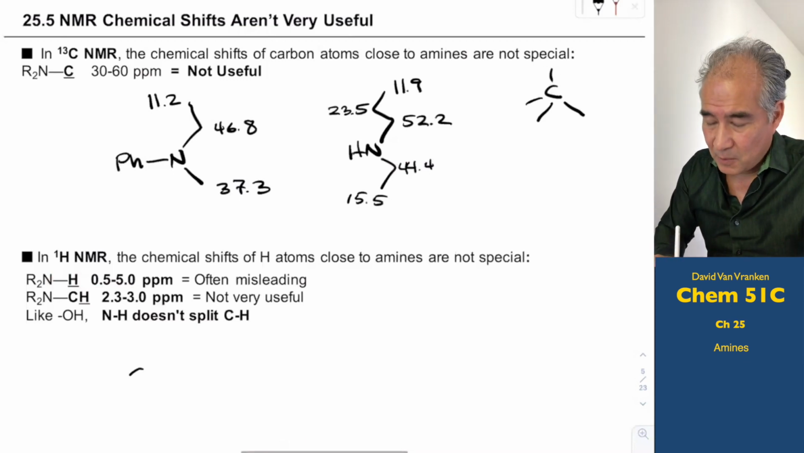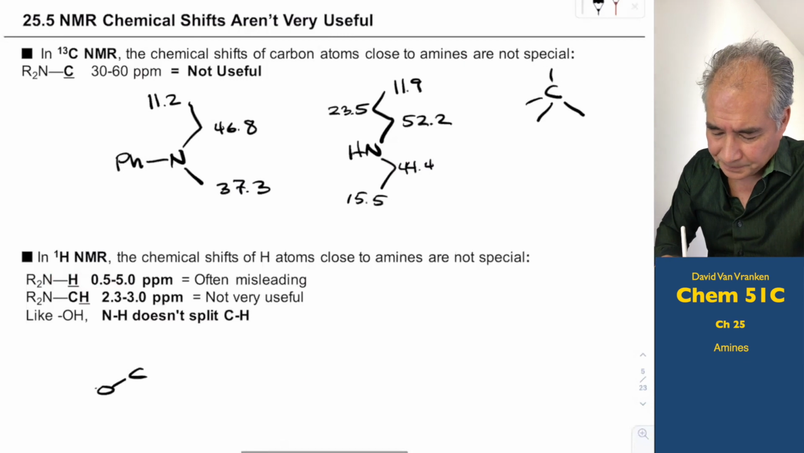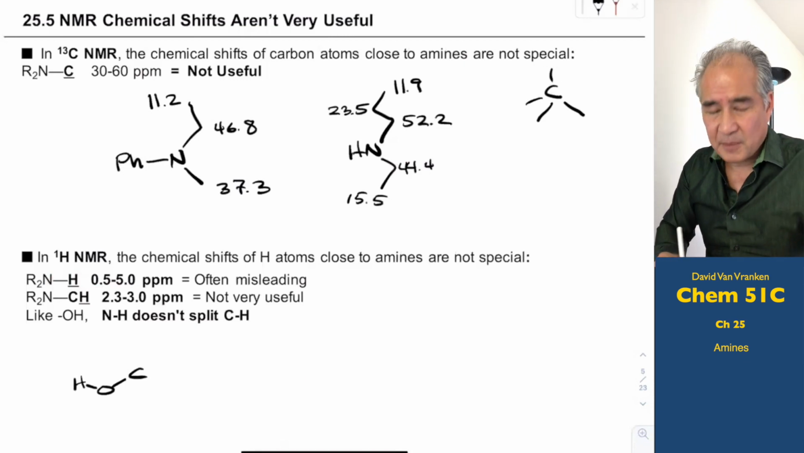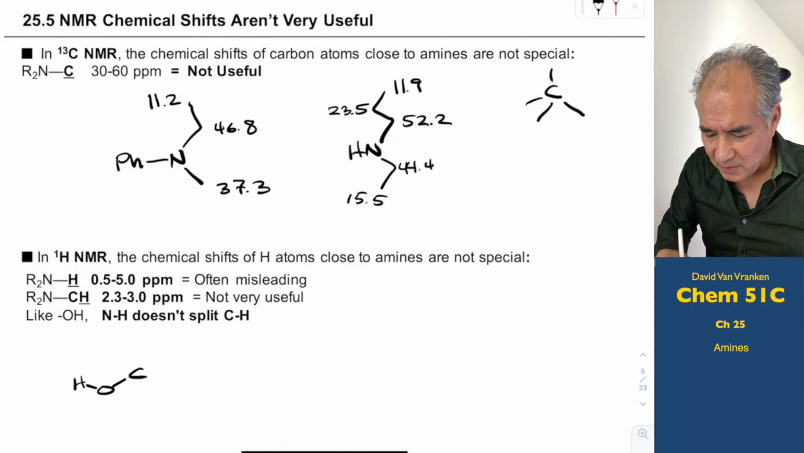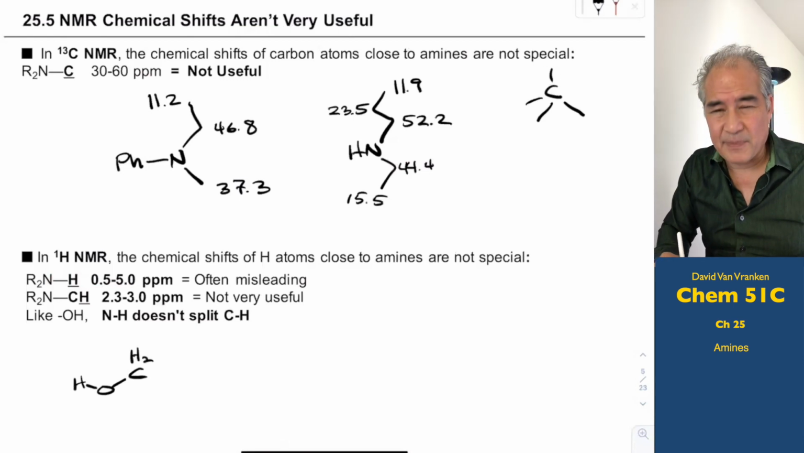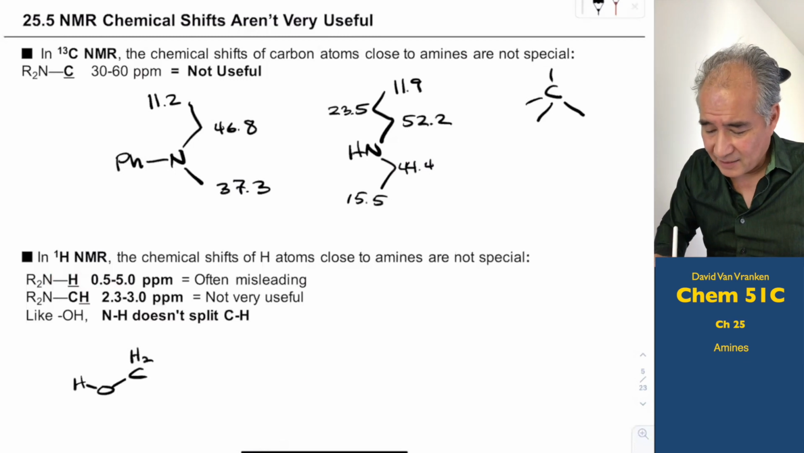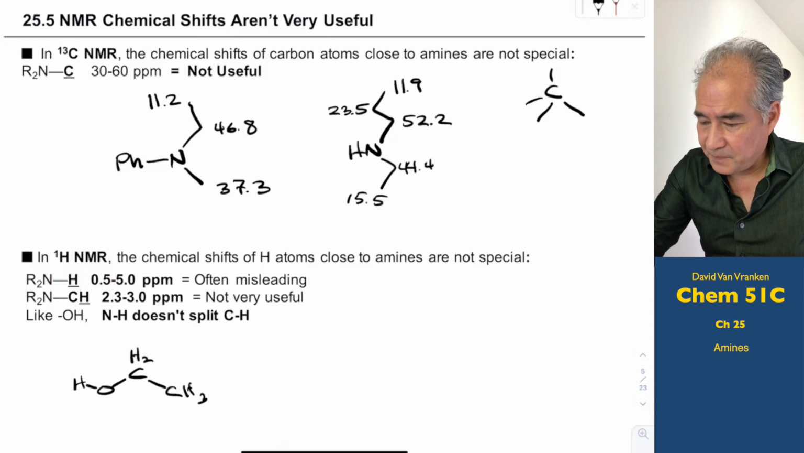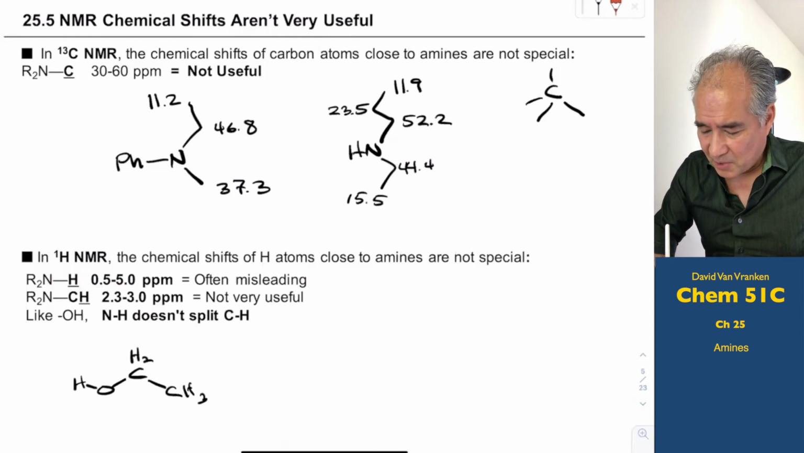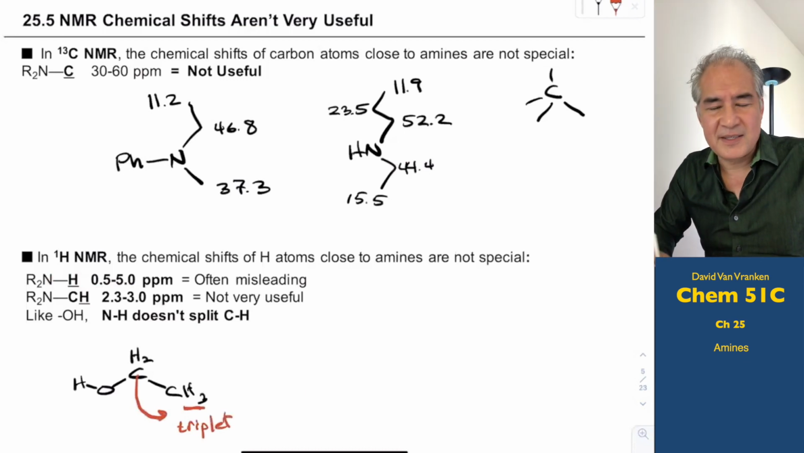So I want to remind you that when you look at neighbors, the protons attached to oxygens hydrogen bond and bounce back and forth so much that you can't reliably see splitting between neighbors and OHs. So if I had ethanol, what I would see is that the protons on the CH3 are split into a triplet by the CH2 group. The CH3 looks like a triplet because it's next to a CH2.